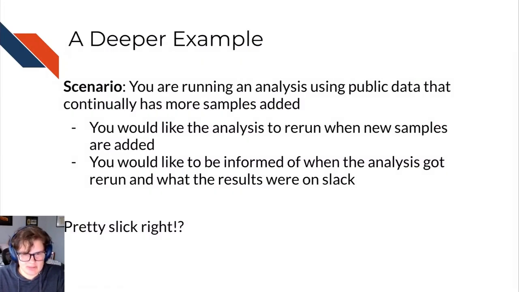So here's an example. Let's tailor down to one example. You might be running an analysis using public data that continually has more samples added, right? And then you want to make sure that as more samples are added, the analysis can rerun, and it can rerun successfully. And you would like to be informed in Slack of when the analysis got rerun and what the results are. So that's the thing you could write. You could write a GitHub action that does that for you. And think about all the steps that are involved in that you may have done manually that now you have automated. That's pretty slick, right?